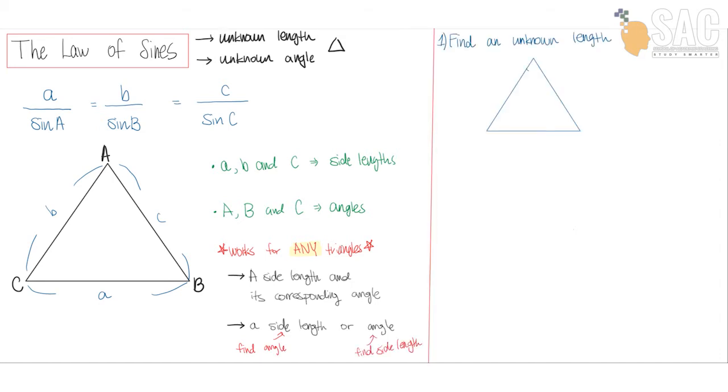So let's have a go at finding an unknown length. Let's say we have a triangle here. It's 20 degrees on top, 7 centimeters on the bottom, and 50 degrees on the bottom left, and we're trying to find what x is.